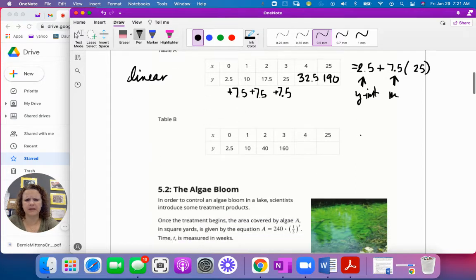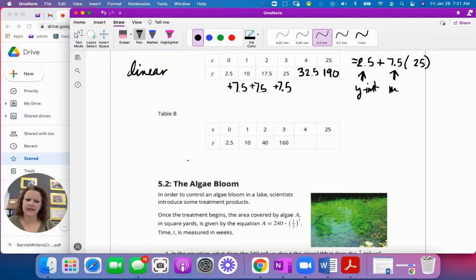All right, let's look at table B. 2.5 to 10, that's 7.5. So I'm adding 7.5 here, but this is not adding 7.5. So the linear addition does not work. All right, so let's try multiplication. If I take 10 and divide by 7.5, I get 4/3. Let's test it. If I do 10 times 4/3, I get 40/3, so that didn't work.